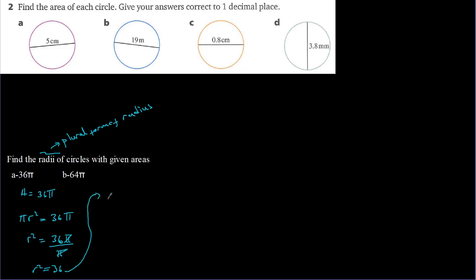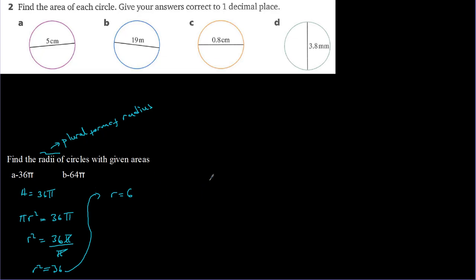You know that one. You know how to do that operation also: the inverse operation, square root, which I showed in the expressions part. The inverse operation of square is square root. So the square root of 36 is 6, and we are going to get r is equal to 6. The square root of 64 is going to be 8.